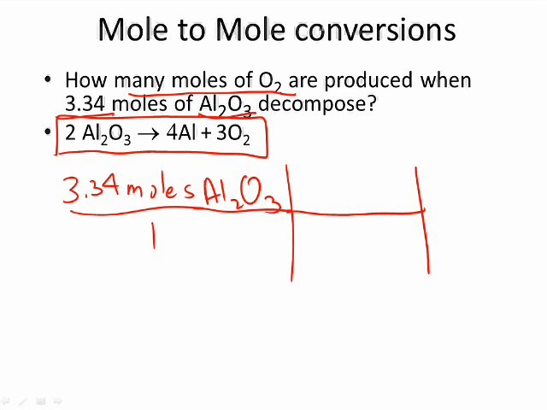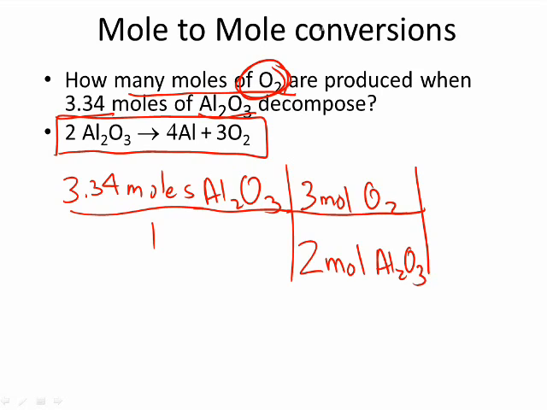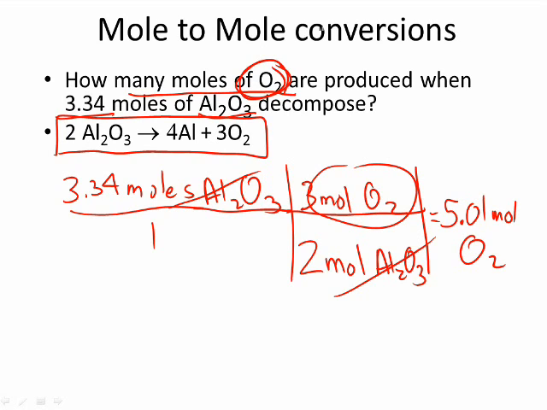So what is the mole ratio? What do we want? We want oxygen. So we use our mole ratio. We want oxygen, so oxygen goes on top. So we have 3 moles of oxygen divided by 2 moles of Al2O3. And the moles of Al2O3 cross out. We're left with moles of oxygen, and we get 5.01 moles of O2. So that's what we get if we have 3.34 moles of Al2O3.